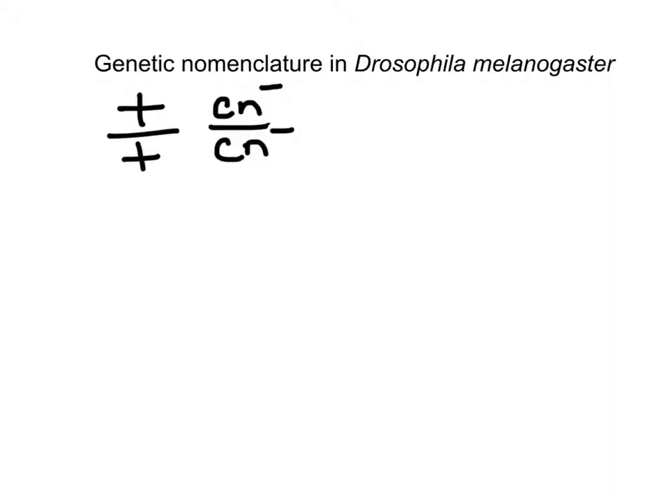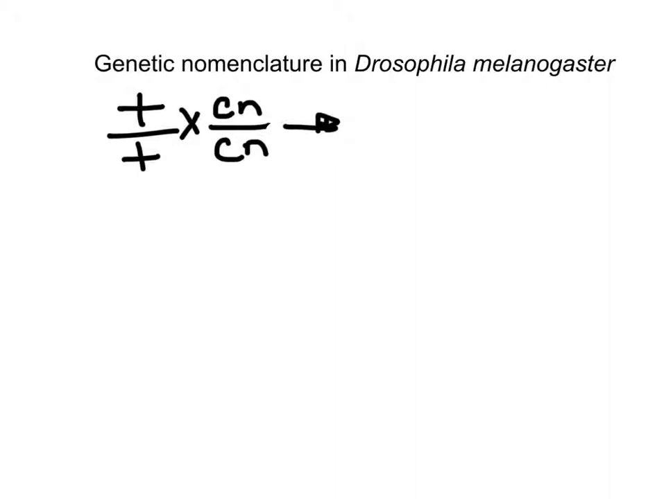If we bother to write Cn at all, then that tells us that there's something going on with Cn. It's mutant. Otherwise, we would just not bother to mention it. So Cn over Cn would be a homozygous cinnabar animal. Cinnabar is an eye color mutation, gives you sort of orangey red cinnabar colored eyes. What if we crossed these two flies together? What would we get out of that?